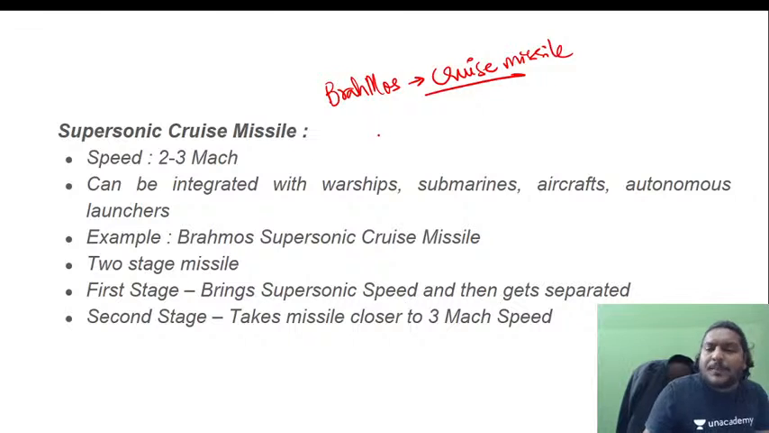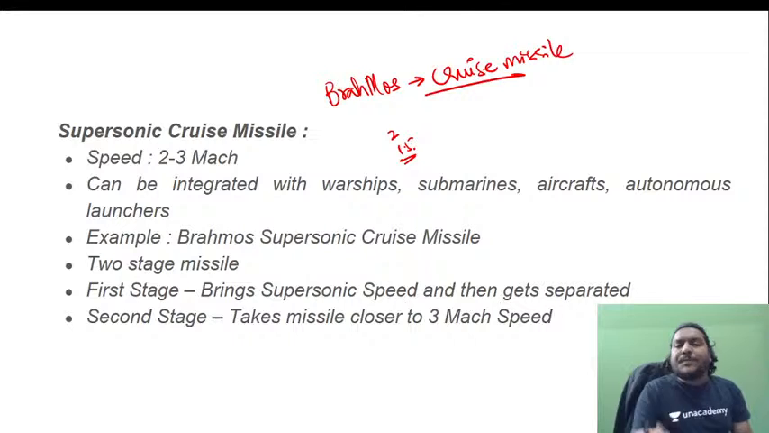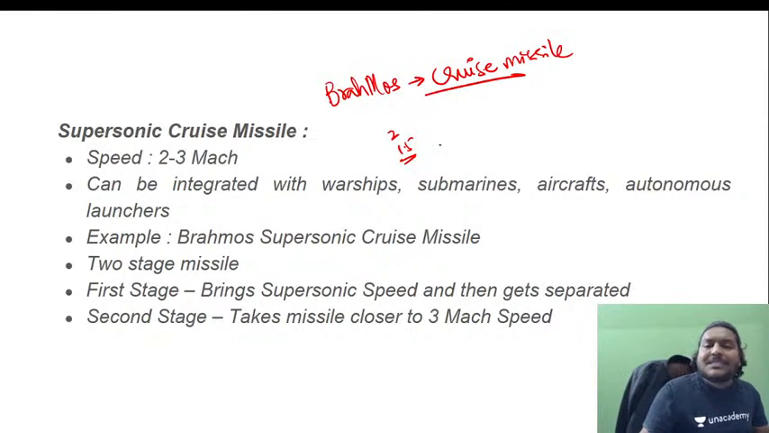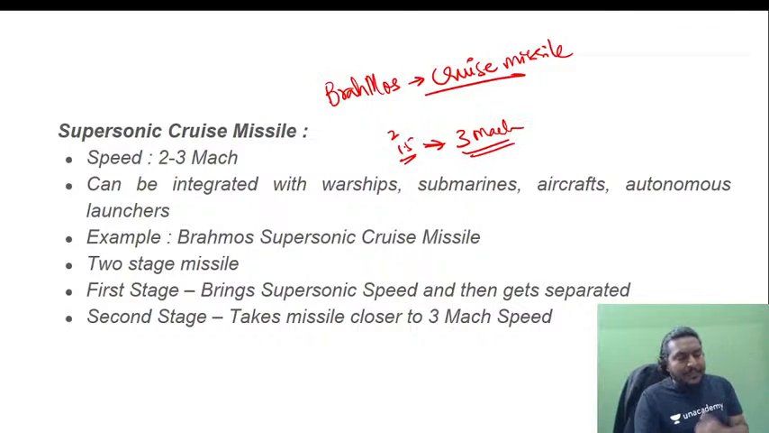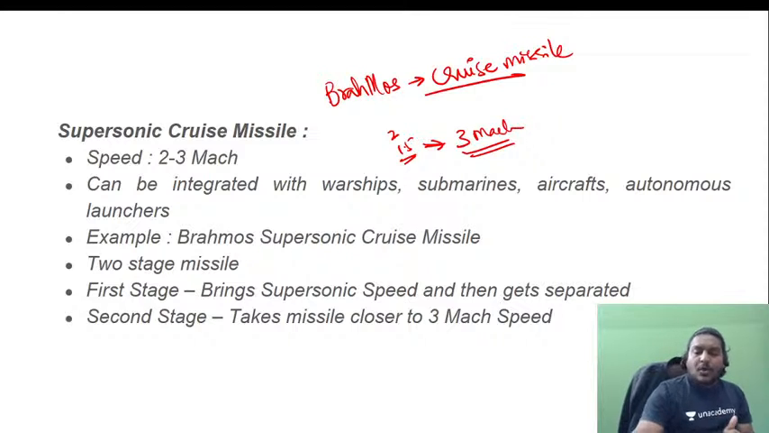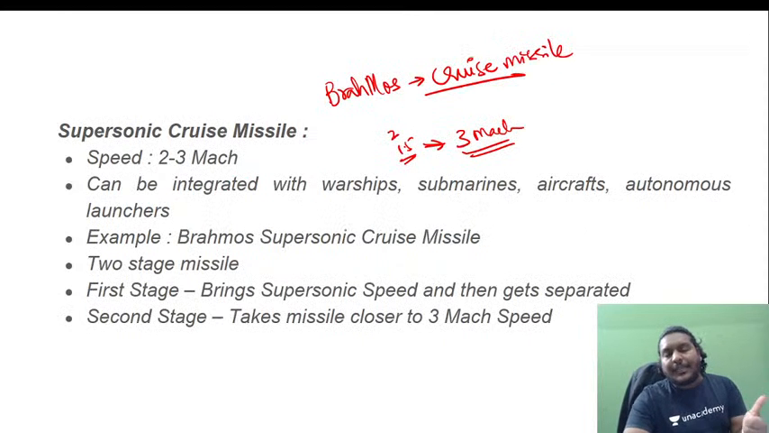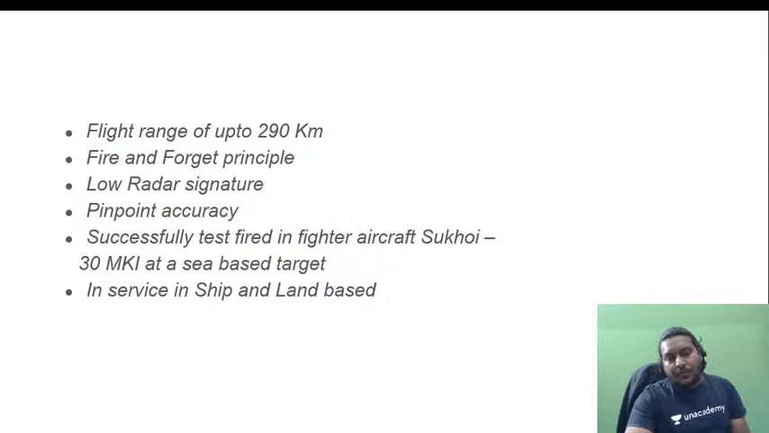So supersonic could be anywhere. It could be 2 Mach, it could be 1.5 Mach above the speed, na? So then the second stage would take it close to 3 Mach. So this is something which could be done under this area of supersonic cruise missiles. Okay, hope you got some better idea about subsonic and supersonic. Then we'll move to the hypersonic also as we go further.